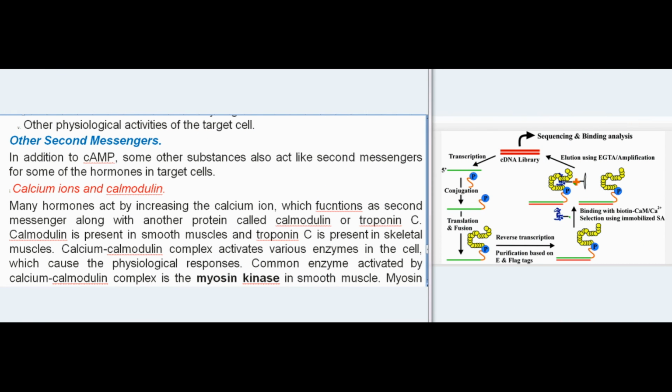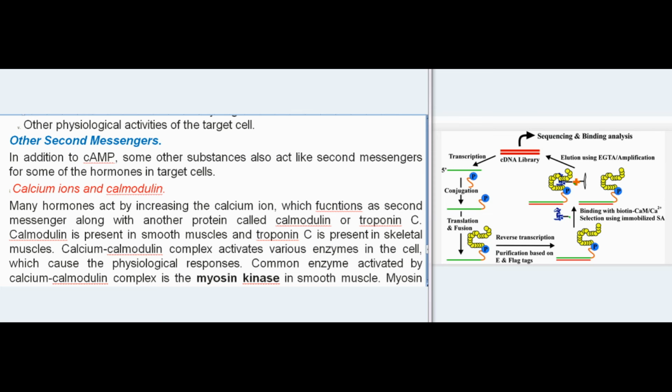Other second messengers. In addition to cAMP, some other substances also act like second messengers for some of the hormones in target cells. Calcium ions and calmodulin. Many hormones act by increasing the calcium ion, which functions as second messenger along with another protein called calmodulin or troponin C. Calmodulin is present in smooth muscles and troponin C is present in skeletal muscles. Calcium-calmodulin complex activates various enzymes in the cell, which cause the physiological responses.